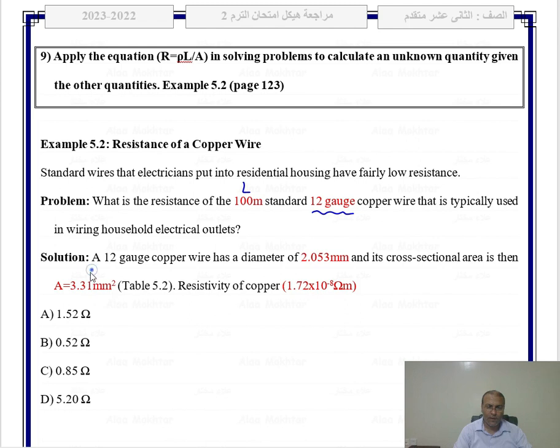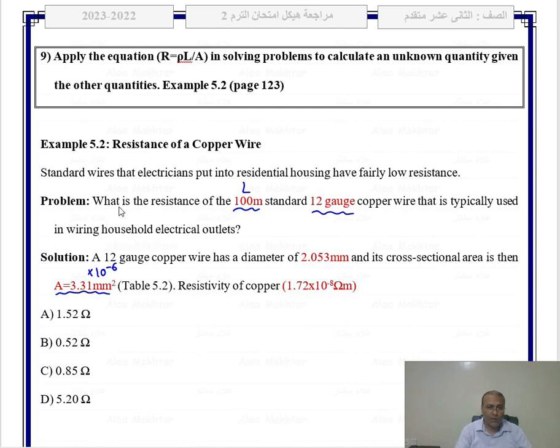Millimeter squared means times 10 to the negative 3 squared, equal to 10 to the negative 6. Why? To convert from millimeter squared to meter squared. I need area and length. 12 gauge copper wire is typically used in wiring household electrical outlets.